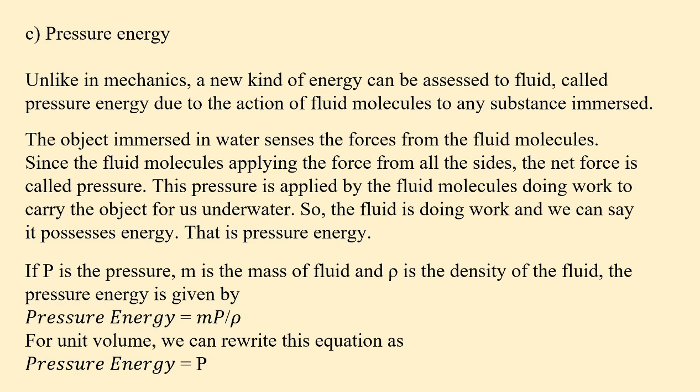If p is the pressure, m is the mass of the fluid and rho is the density of the fluid, then the pressure energy is given by mp by rho. Here m is the mass, rho is the density, and p is the pressure. For unit volume, we can rewrite the equation as pressure energy is equal to p. So there are three types of energy associated with a fluid flow: kinetic energy, potential energy, and pressure energy.